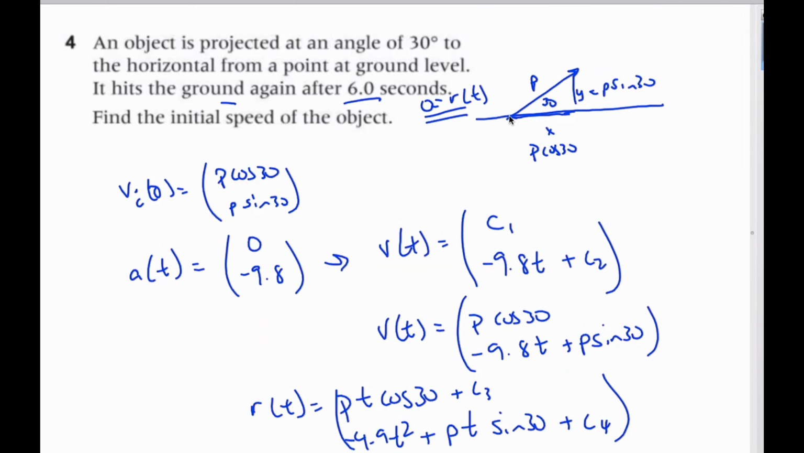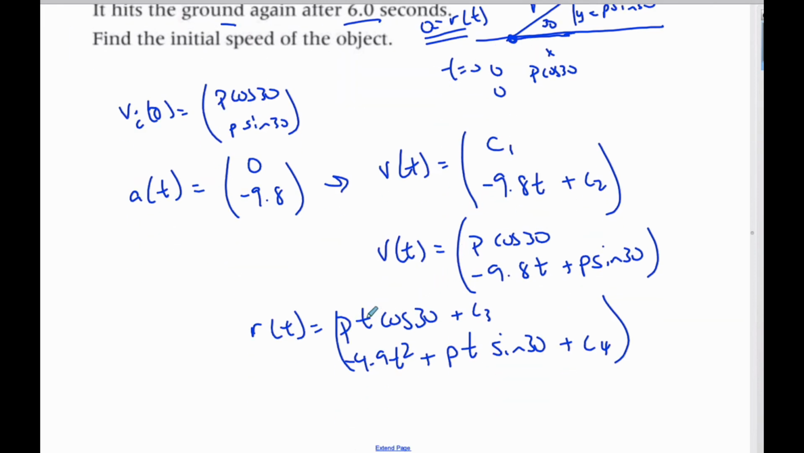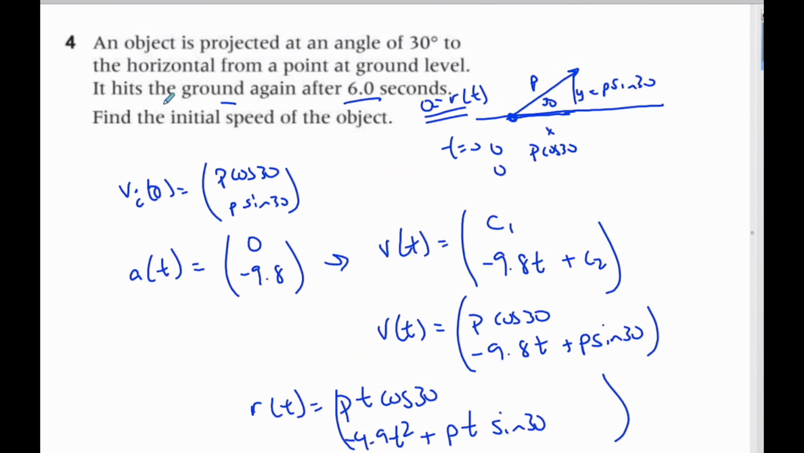I also know the initial position when t equals 0 is 0, 0. If I plug 0 in for t, that's 0, and so c3 is equal to 0. I can just get rid of it. If t is 0, this is 0, and this is 0, and it equals 0, so again, I can get rid of c4, and this is my displacement function.